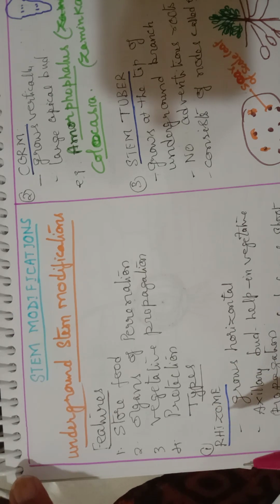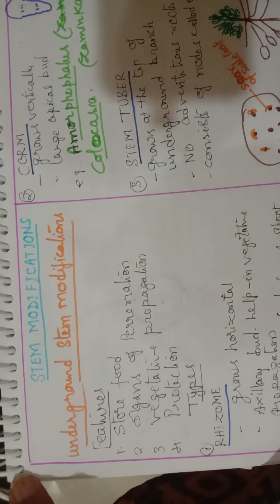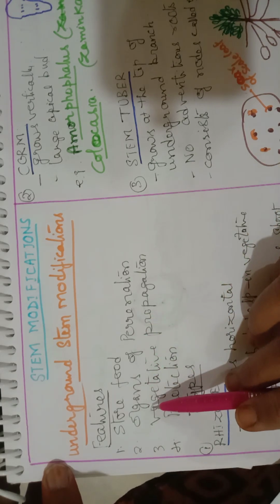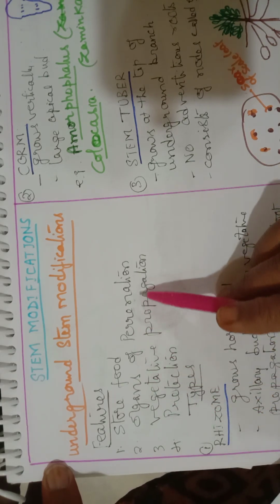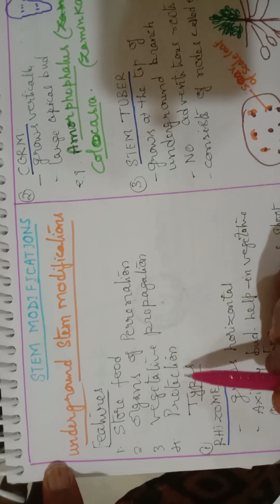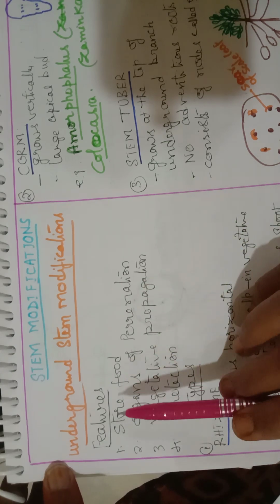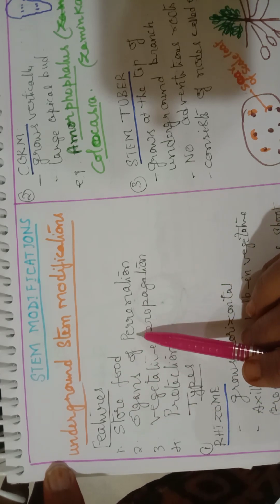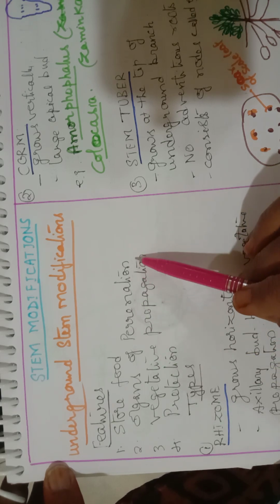All underground stem modifications show a common characteristic feature: they can store food, and they are organs of perennation, vegetative propagation and protection. So what is common? All will store food material. That is the common feature. Organs of perennation. Perennation means they can live for many years.